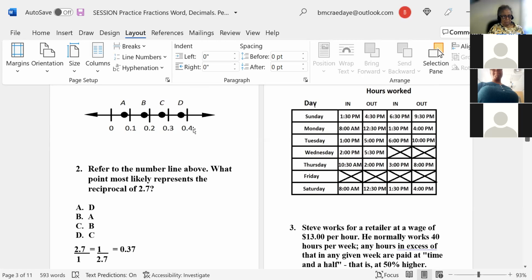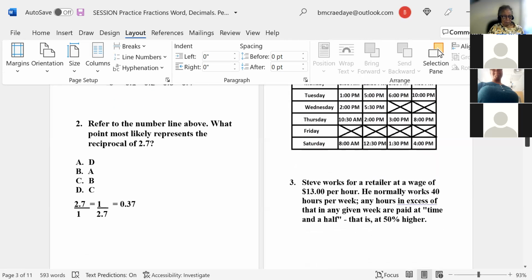Like that's a 0.3, that's a 0.4, that's a 0.2, that's a 0.1, that's a 0. But these little black points are actual locations on the number line, like this one is less than 0.1, this is less than 0.2, less than 0.3, less than 0.4, but greater than 0.3. So it could only be D. So what would be the answer, Mercedes? So the answer is C.